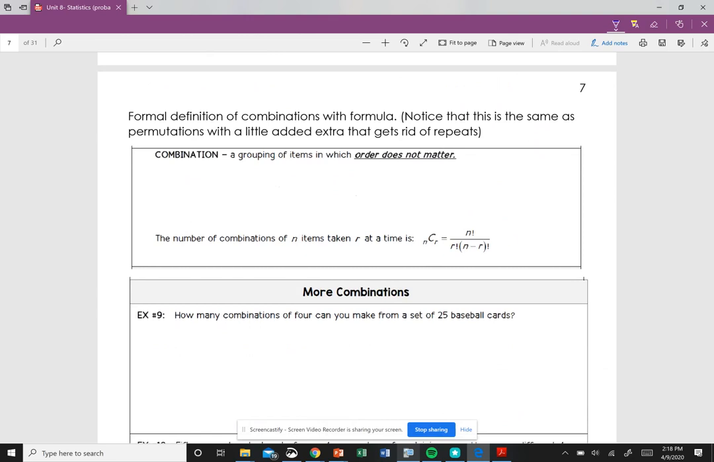So now here's the formal definition of combinations. Combinations is a grouping of items in which order does not matter. So you're going to have the number of items that you could possibly have. That's usually n factorial. Then you're going to divide by the number of items you don't need. So r is the number of spaces needed. So that's making sure you're canceling out all the spaces you don't need. This gets rid of repeats.